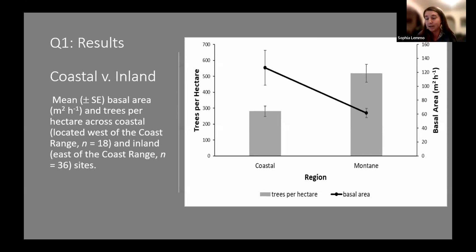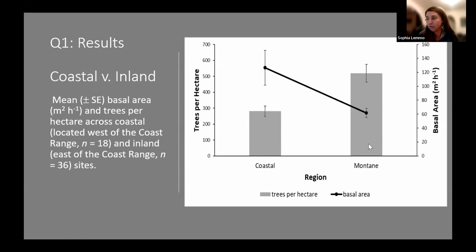I'll go over some of my results now. First we'll look at stand competition or stand density between coastal and montane sites. You can see on this graphic that the gray bars represent trees per hectare, so trees for a fixed area, while the black line represents basal area, so it takes into account how big those trees are, diameter at breast height.